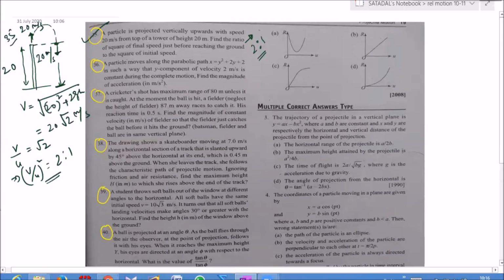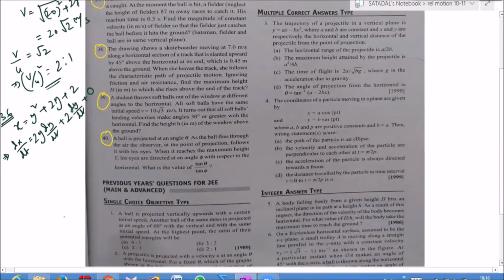Next, I will check question number 36. X is equal to y square plus 2y plus 2, that is given. So if I differentiate, dx dt is 2y dy dt plus 2 dy dt plus 0. Now all of you know that dx dt is nothing but vx. So you can write vx is equal to 2y vy plus 2 vy.